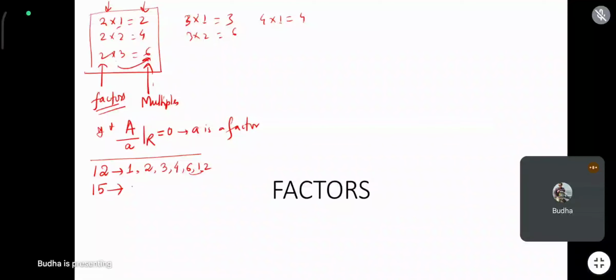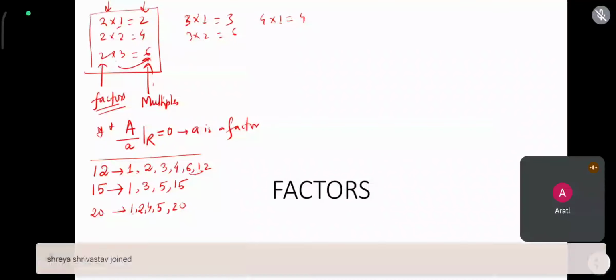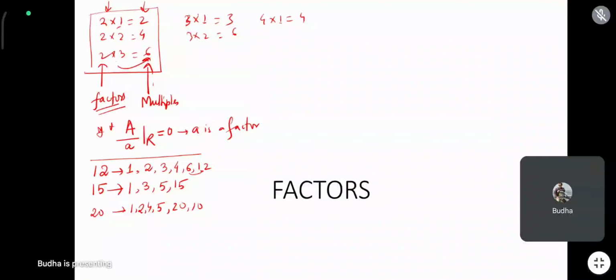Now let's identify for 15. For 15 it is 1, 3, 5, 15. Okay. So for 20 it is 1, 4, 5. 2, sir. Oh, 2 also is there. 10 also is there.